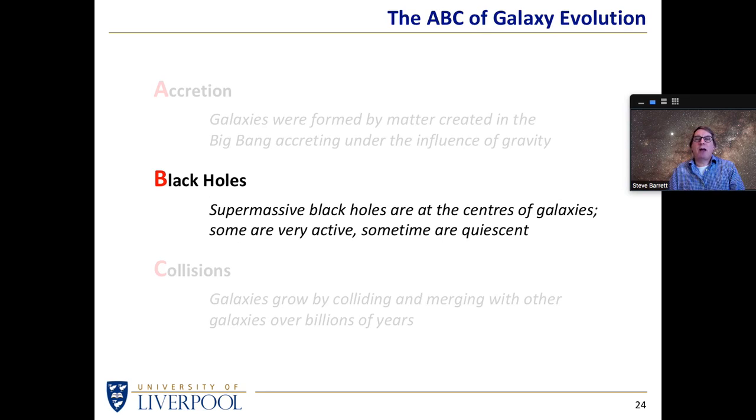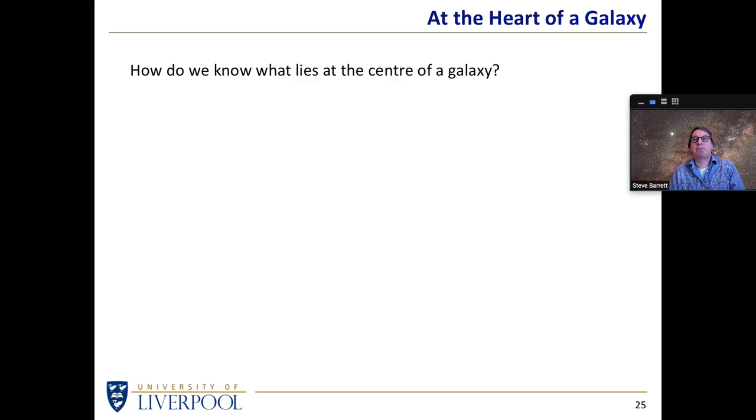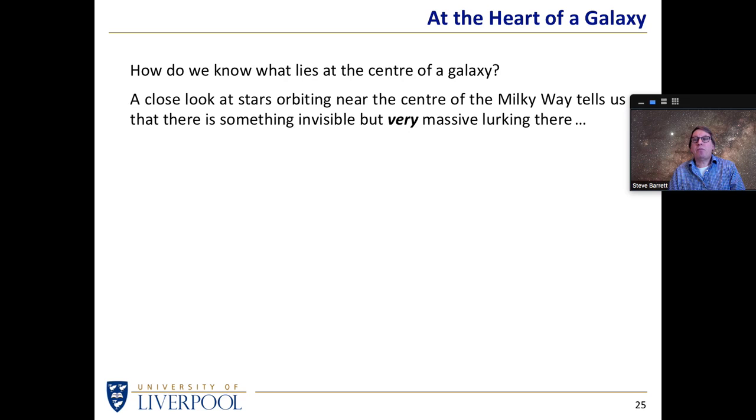Let's have a think about what's going on in the middle of a galaxy, where a number of galaxies, perhaps all of them or a very large fraction of them, seem to have a black hole in the centre. So how do we know what lies at the centre of the galaxy? Well, we can have a close look at the stars orbiting near the centre of the Milky Way.